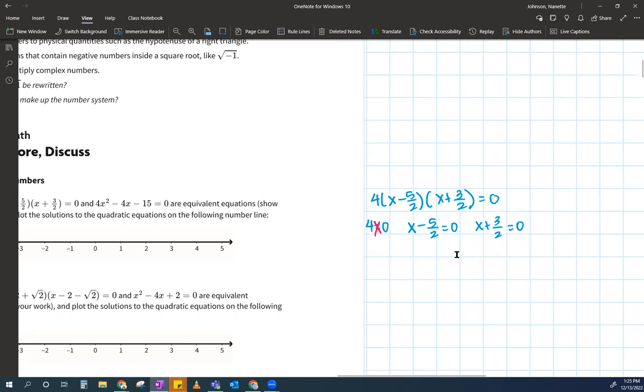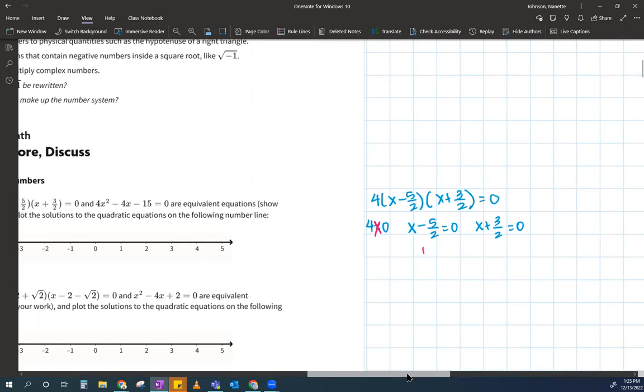How would you solve this one? Can you guys do that for me? Can you solve this one? Very good. Yeah, you'd subtract 3 halves. X equals negative 3 halves. Very good. So there's my solutions.